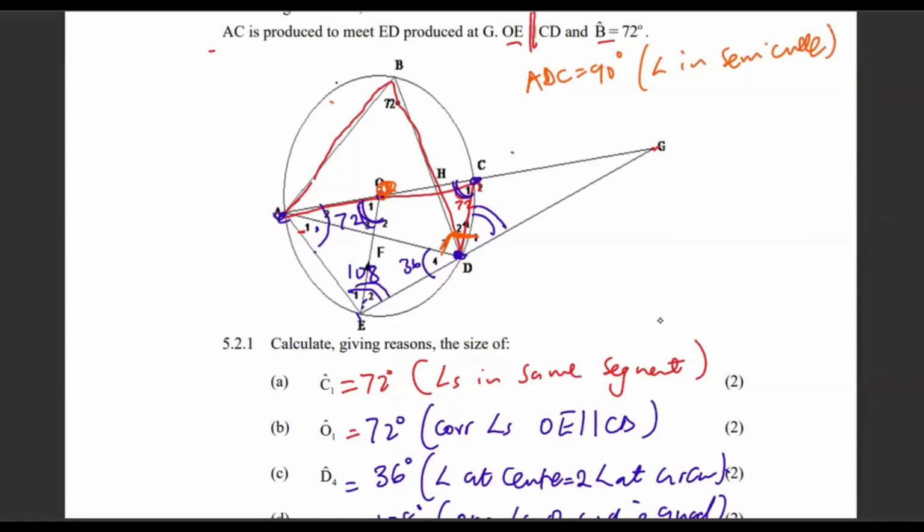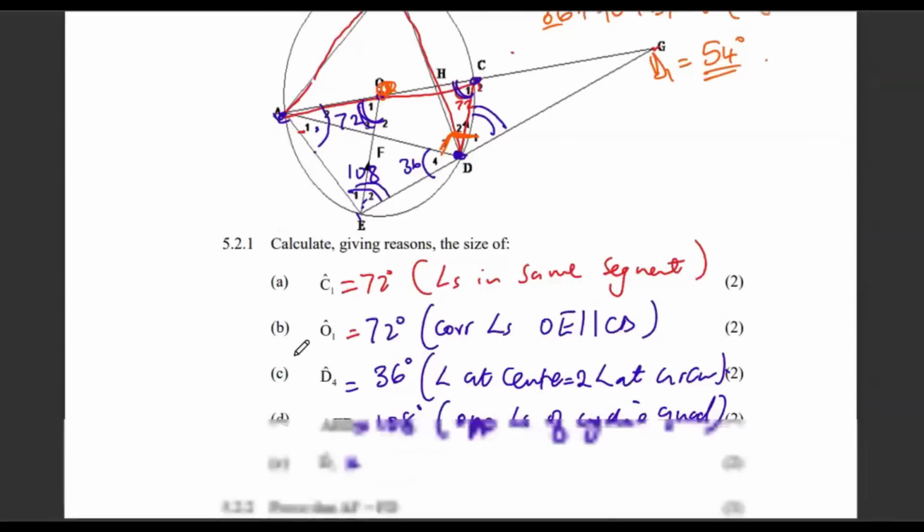And if that is true, then I'll have a 36 plus 90 plus D1 must give us 180. Those are adjacent supplementary angles, or basically angles on a straight line. Then having done that, I can now subtract that. So meaning that D1 is going to be a 90 minus 36, which is like a 54.